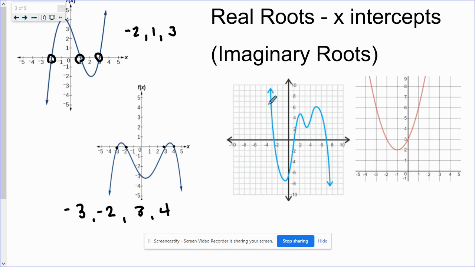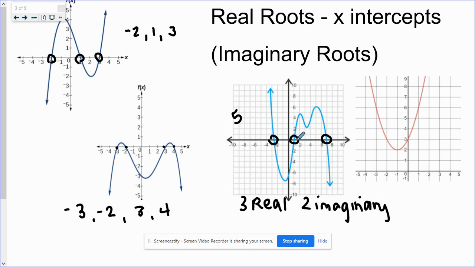Now looking at this graph, I have 1, 2, 3, 4, 5. So I know I need 5 solutions to be able to write this polynomial. And I have 1, 2, 3. So I have 3 real, which means I could have 2 imaginary. Now, the important part about imaginaries is they always travel in pairs. So you have to have an even number of imaginaries. You can never have 1. There can only be 2, 4, 6, 8 imaginary solutions.